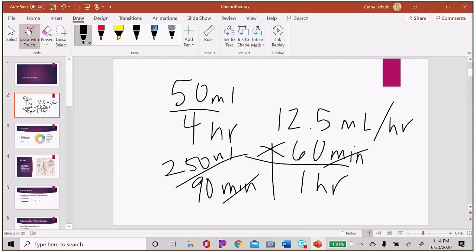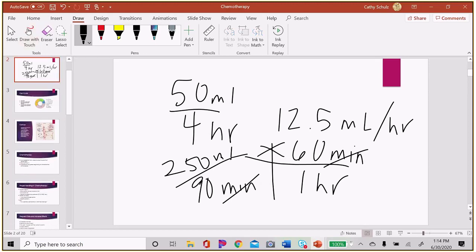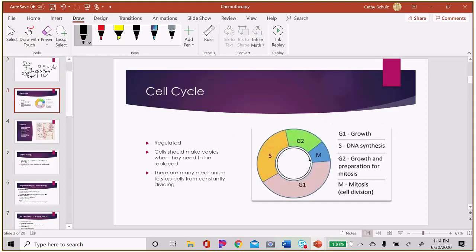Okay. So now we're moving on to our next topic, which is chemotherapy, treatment for cancer. And first we have to sort of understand what cancer is. Normally, the cell cycle or the cellular division is highly, highly regulated. We only make a copy of a cell in order to replace a cell that's worn out.